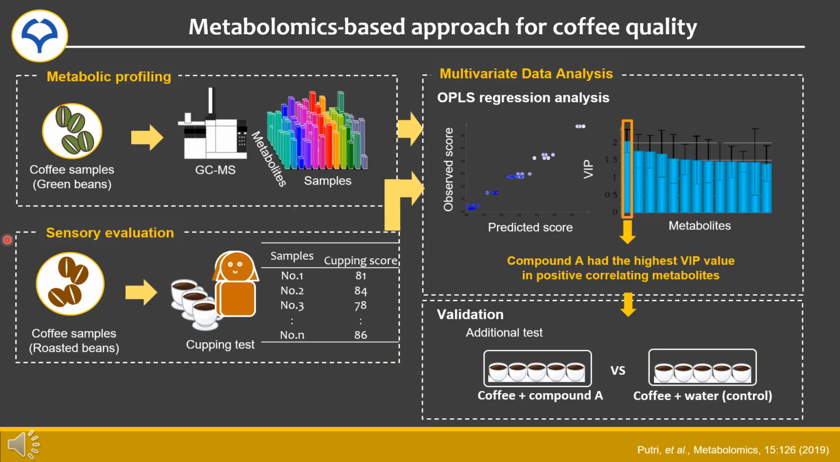Coffee is analyzed using a gas chromatography mass spectrometer to obtain component information. At the same time, a cupping test is conducted by experts to obtain sensory evaluation scores. By combining these results, potential compounds important for quality can be identified. These potential important compounds were then added to coffee to investigate whether they would improve its sensory evaluation scores.